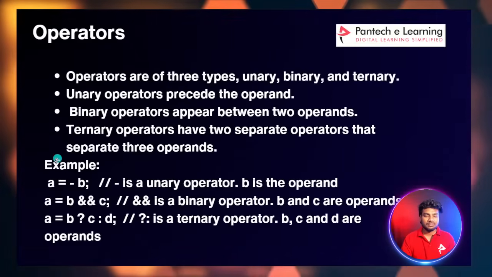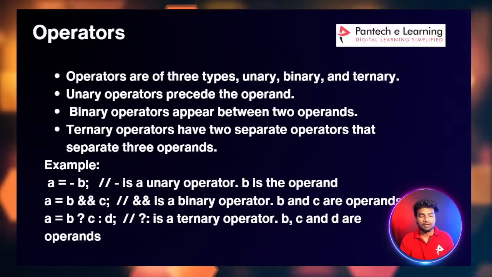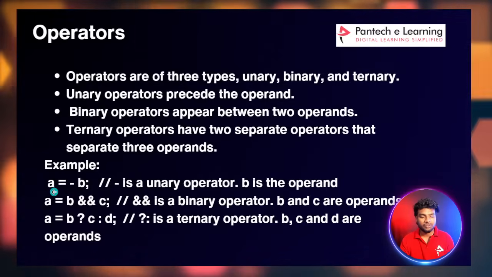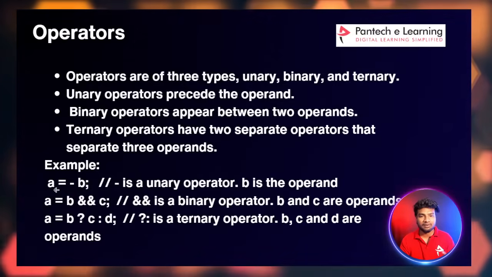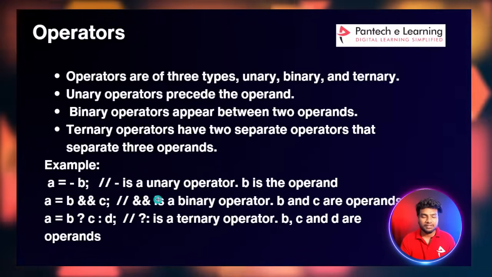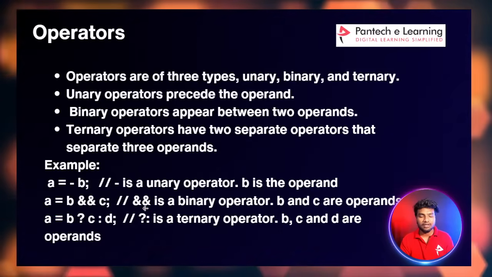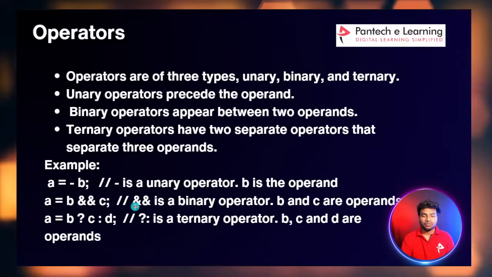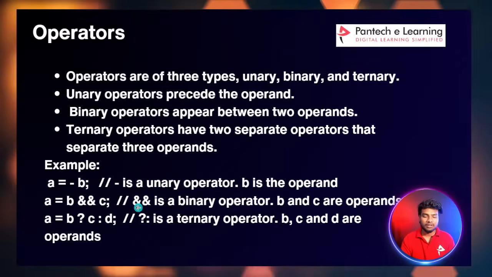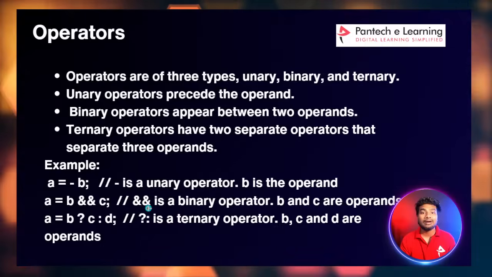And then operators. We have three kinds of operators: unary operator, binary operator, and ternary operator. You can see here, if I'm assigning to a, minus b, it's a negative of b. It is a unary operator. Then if you are dealing with the logical AND operation, this symbol refers to the AND gate. If you are using the double ampersand symbol, it refers to logical AND.